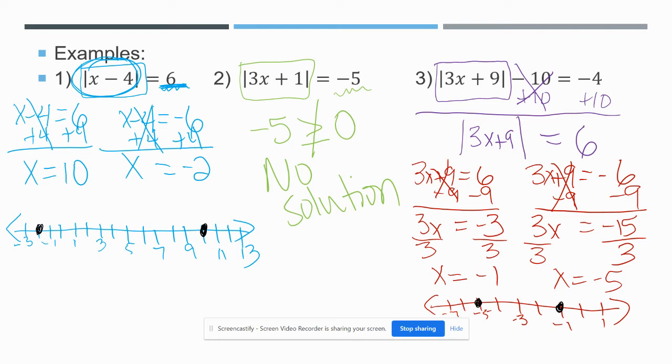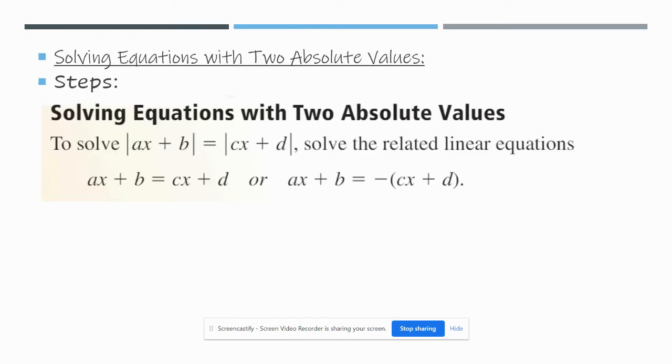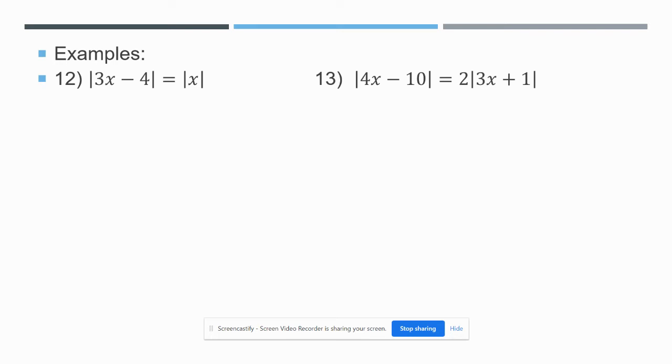All right, if you would try number 5, 6, and 7. We are going to skip 10 and 11 and go straight to the next set of examples, which are 12 and 13. So if you would take a few minutes to jot this down. All right, let's take a look and see what that meant.